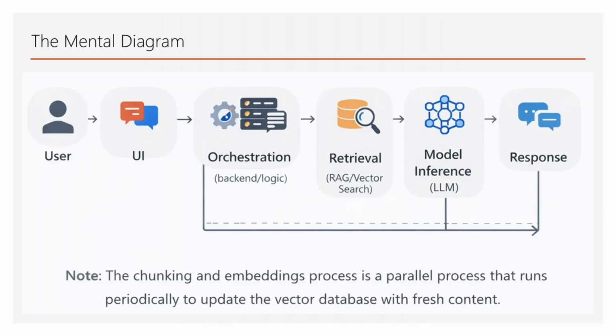I have prepared this mental diagram to make it easier for you to understand the flow. At a high level, every chatbot follows the same flow. A user interacts with a UI, which calls an orchestration layer. Before any model is involved, documents are prepared through pre-processing, chunking, and embedding, and stored in a vector database. Typically, this is done as another parallel process.